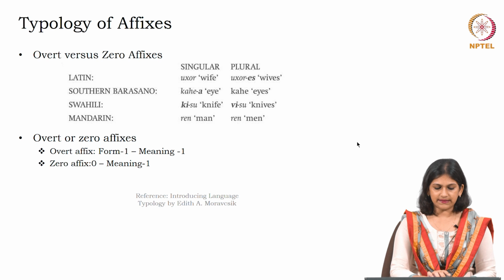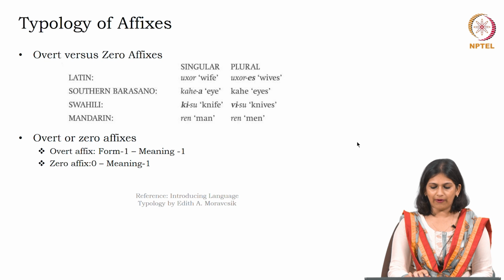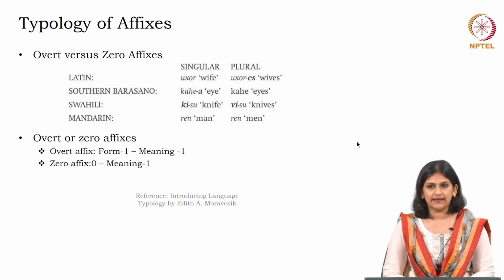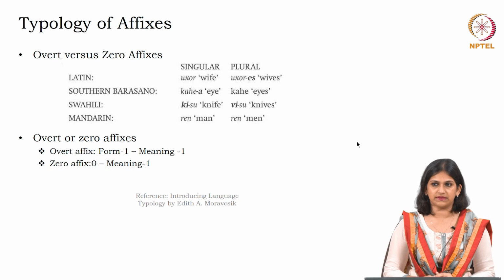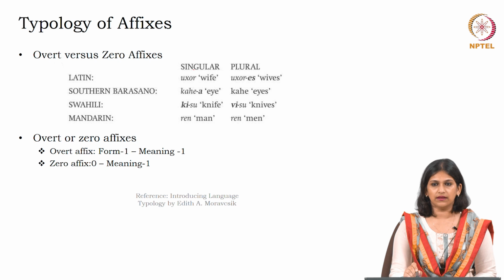Look at the singular form of wife and then the plural form of wife. This is uxor, or whatever the pronunciation might be. Then in the plural form there is an addition of es. Generally that is how in English also we have the s marker or the en marker, or sometimes the es marker. If you compare the singular with the plural of the Latin counterpart of the word wife, you can clearly see there is an overt plural marker here.